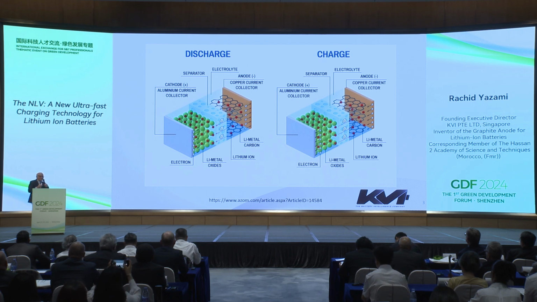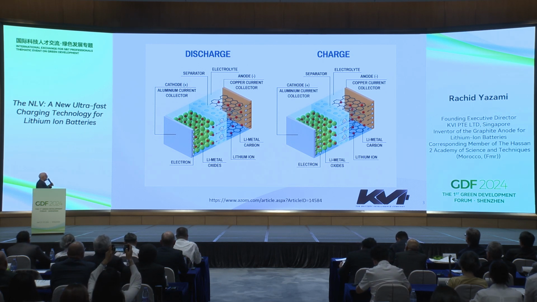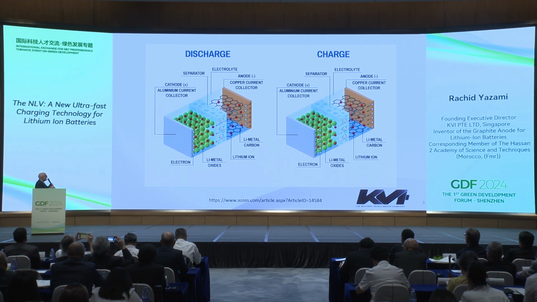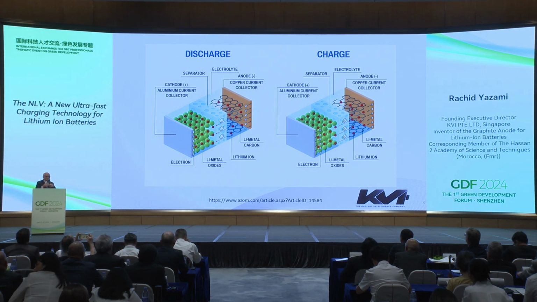Okay, so lithium-ion batteries have mainly three active components. The anode, which is the negative pole of the battery, the cathode, which is the positive pole of the battery, and in between there is a separator, which is wet with a liquid electrolyte.